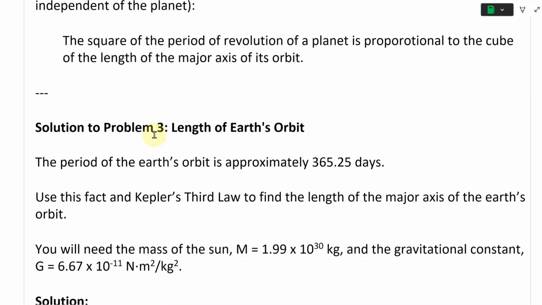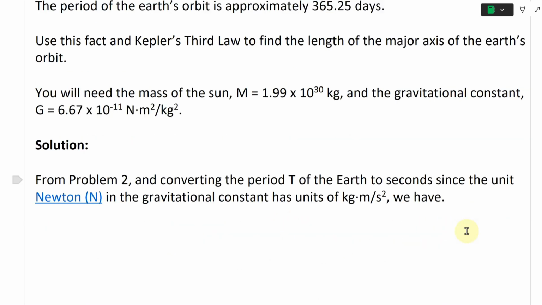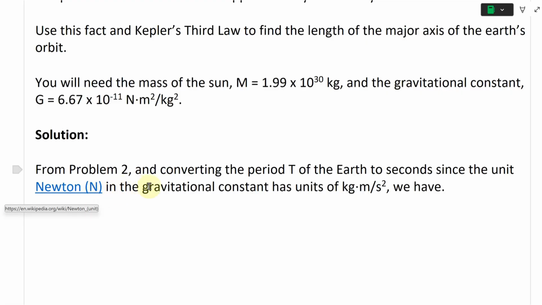I'll just copy that. So from problem 2, we convert the period T of the Earth to seconds, since the unit Newton, and there's a Wikipedia link, in the gravitational constant has units of kilogram meters per second squared. In other words, mass times acceleration. And acceleration is distance in meters divided by seconds squared, and that's how the rate of velocity is changing. So that's this Newton right here, and that involves seconds.